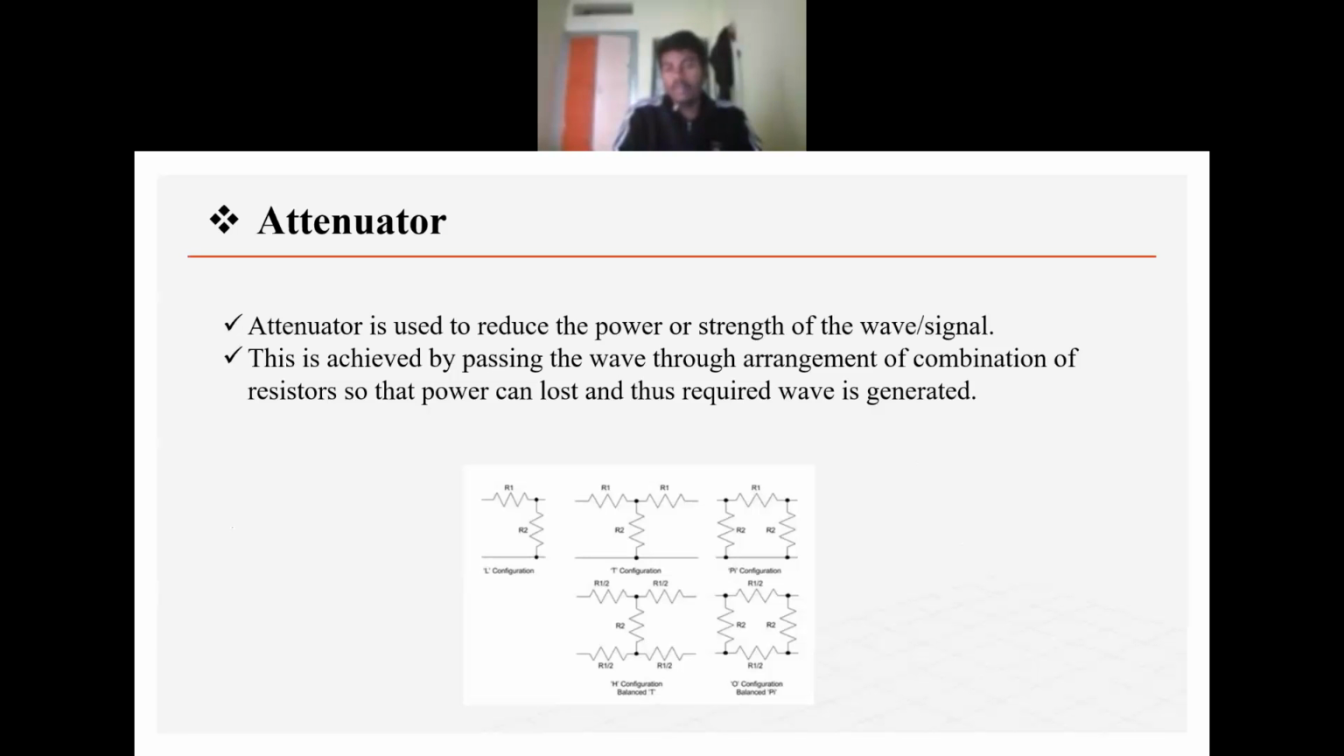An attenuator is a very simple design which just consists of a series arrangement of resistors, such that these resistors will oppose the flow of current and reduce the power. There are many arrangements like balanced T and balanced pi, and these arrangements help to reduce the power of the signal, and the final output of the attenuator will be the required wave which we have given as the input frequency.